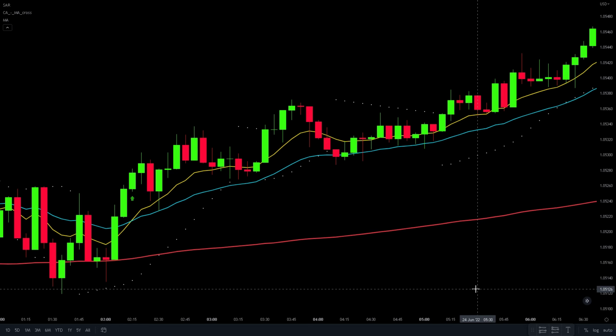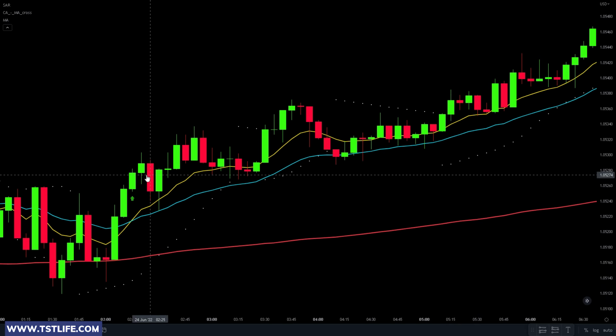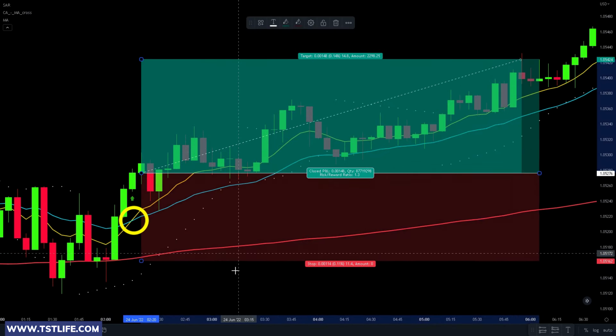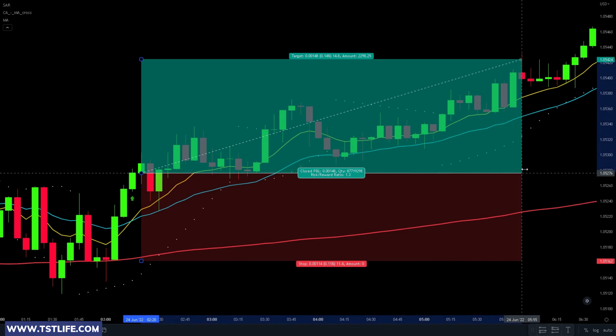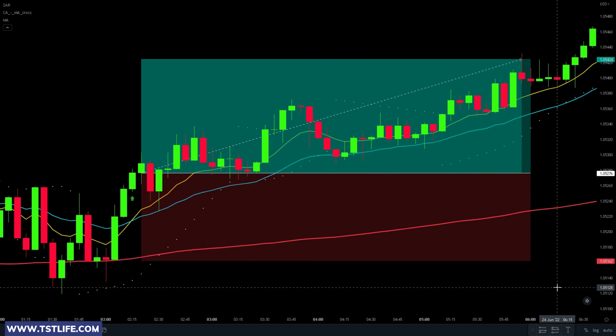Let's discuss the strategy now. The setup is pretty simple. When the price is above the 200 moving average, we will only look for buy opportunities. When the 10 period exponential moving average crosses above the 25 EMA, we go long if the Parabolic SAR is below the current price. The entry will be at the opening of the following candle. The 200 moving average can be used as a stop-loss level, and we can aim for a 1 to 1.3 risk-to-reward ratio. Well, as we can see, that was a successful trade.